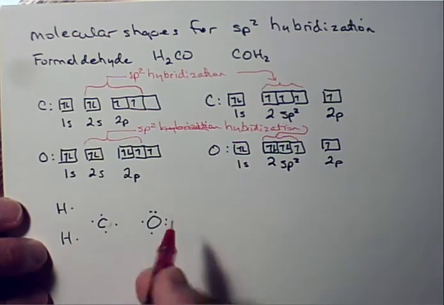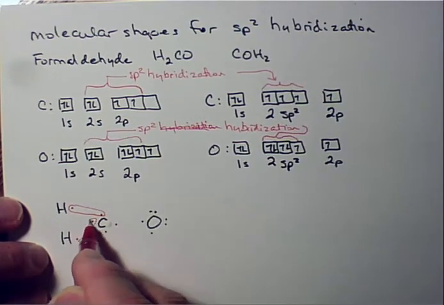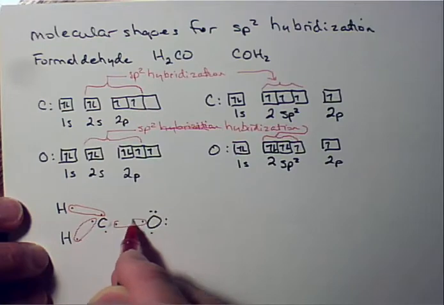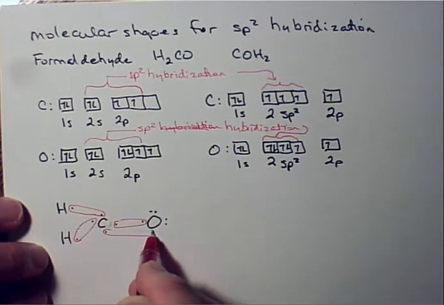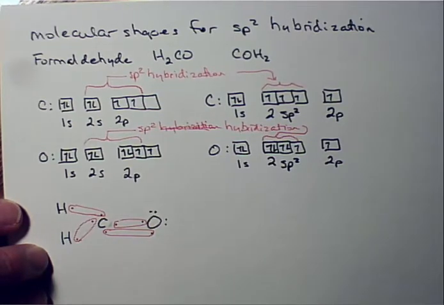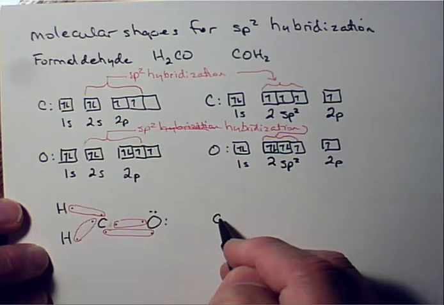Okay? So let's see. I'm going to share electrons here. I'm going to share electrons here, and I'm going to share an electron here and here, and then I can share another electron here so that I get a double bond here. Okay? Write our Lewis dot formula now.